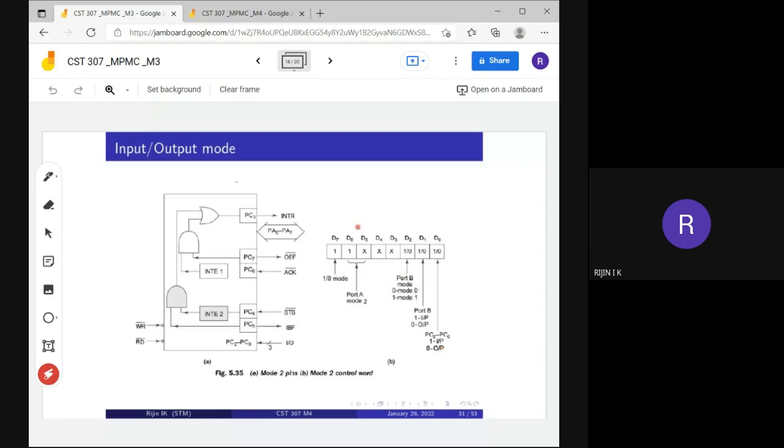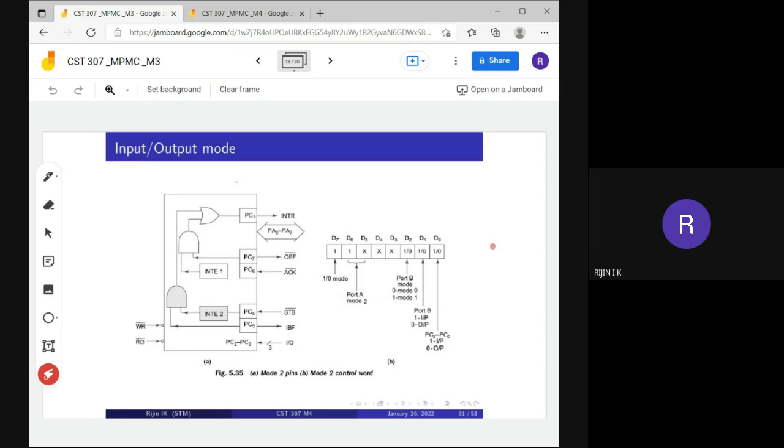So this is what we need to remember, D6 and D5. Okay, that is used for selecting mode 2. Okay, so this is the control word register format corresponding to this mode 2. Then we can see how it will operate.